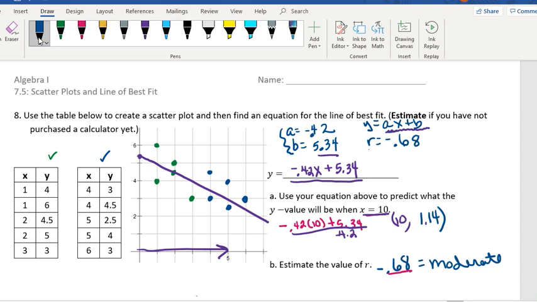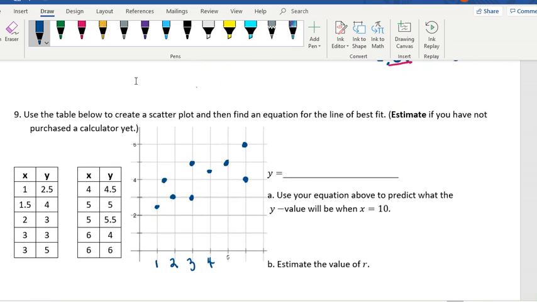That would not work. All right, so our estimated R value, this is not an estimate. This really is. It's a 0.68. Remember our list from above, 0.68 is moderate. The fact that it's negative meant I had a negative slope.